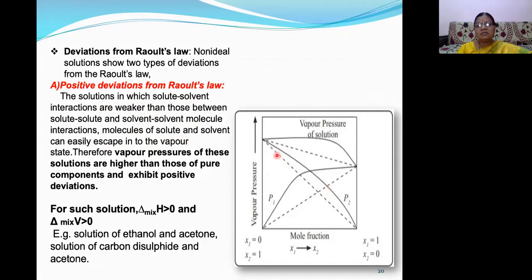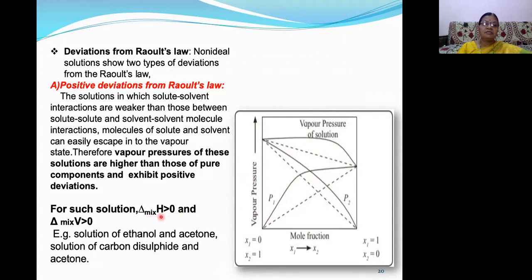Now you can see here in this graph. This is the graph showing the positive deviation. It lies above this dotted line. Here also for this component, the positive deviation is shown by this graph that lies above this dotted line. In this case also, this is the positive deviation. So the vapor pressure of these solutions is higher than those of pure components, meaning they exhibit the positive deviation.